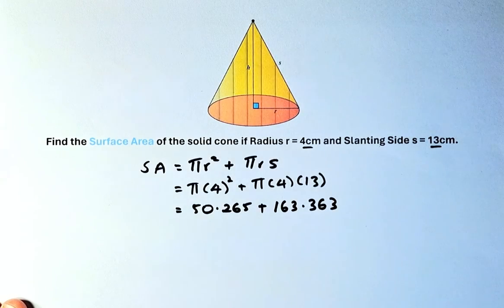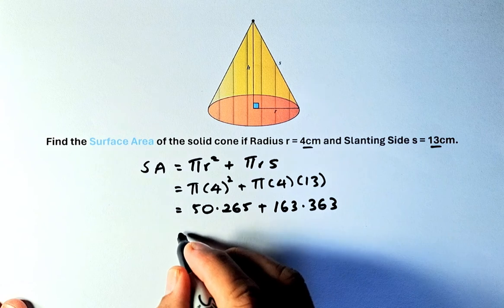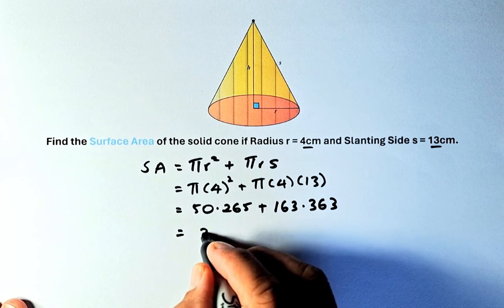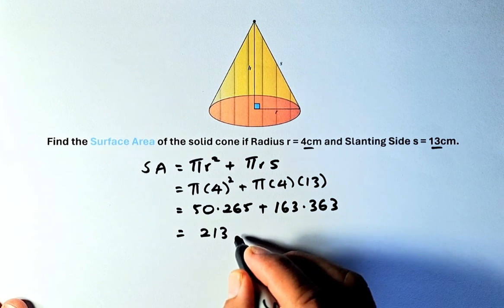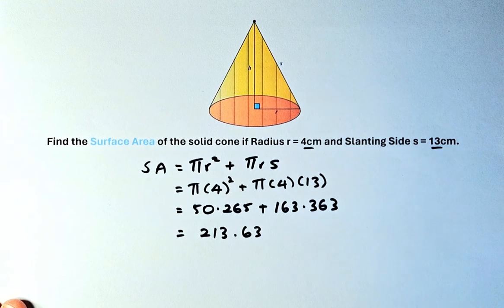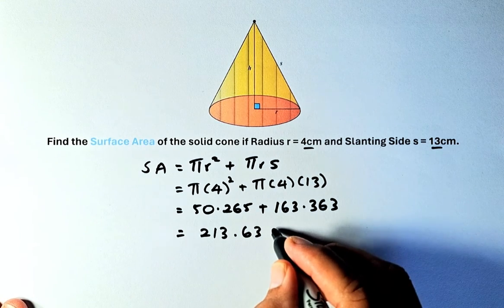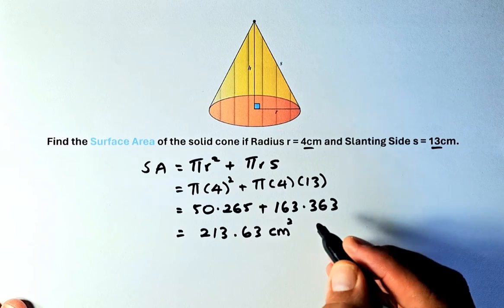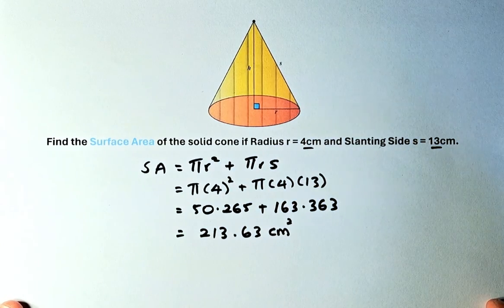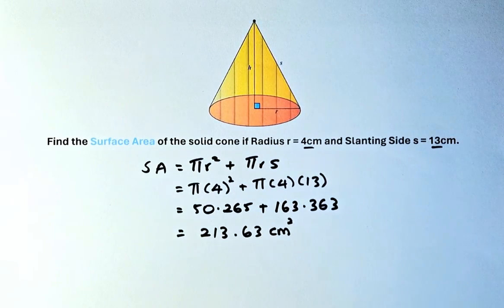And last but not least, you're going to add them up in your calculator. And if I'm not wrong, the answer is going to be 213.63. And don't forget the units. The unit in this case is going to be area, so it's going to be centimeter squared. So this is the type of structure you need to do in your NCEA exam.